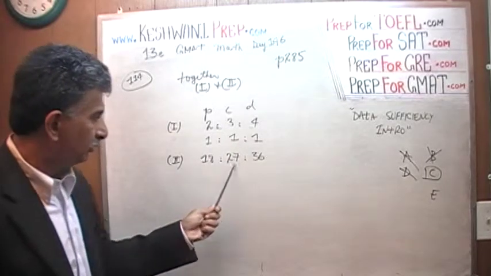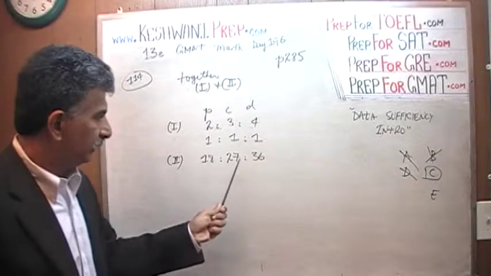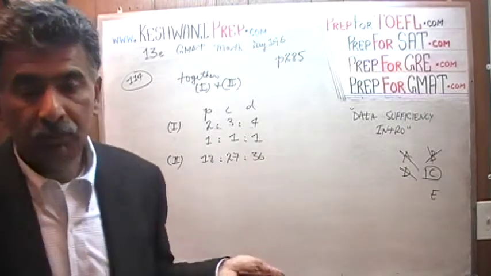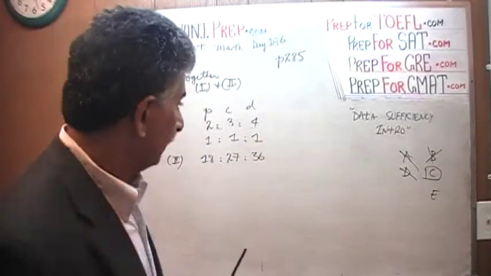These numbers are 2 to 3 to 4. If you divide everything by 9, this becomes 2, 3, 4. They are in the ratio of 2 to 3 to 4. It's just that there is only one person in the department. So that's another possibility. Let's list the possible scenarios.